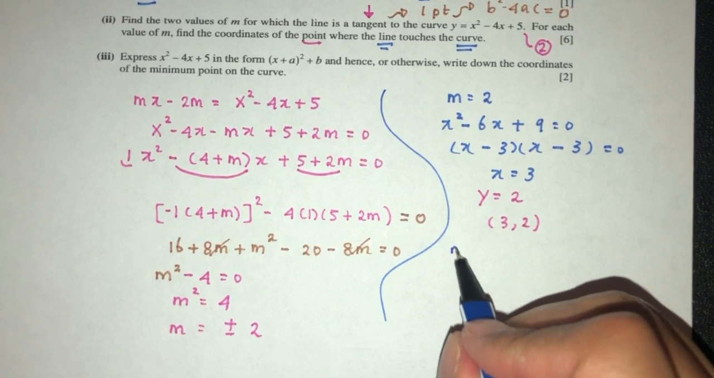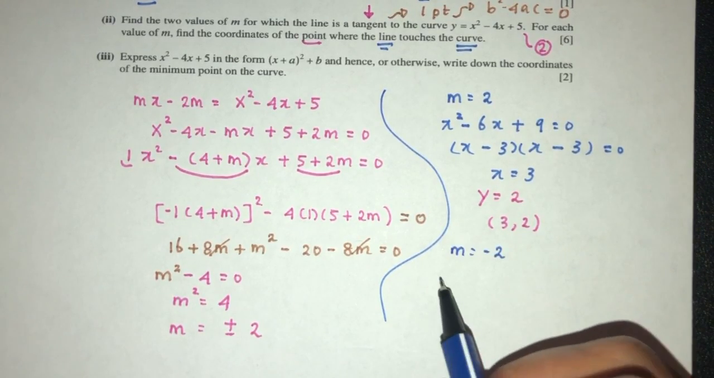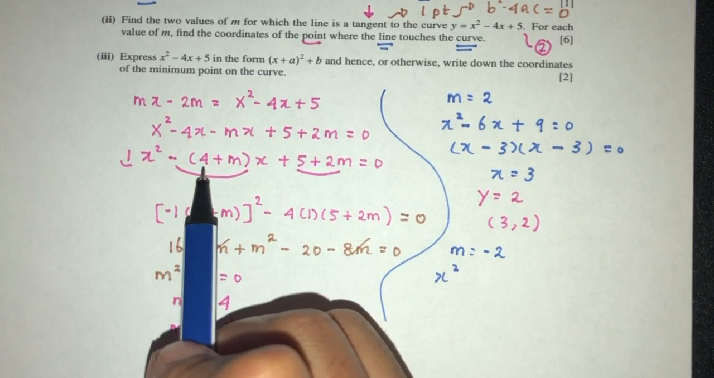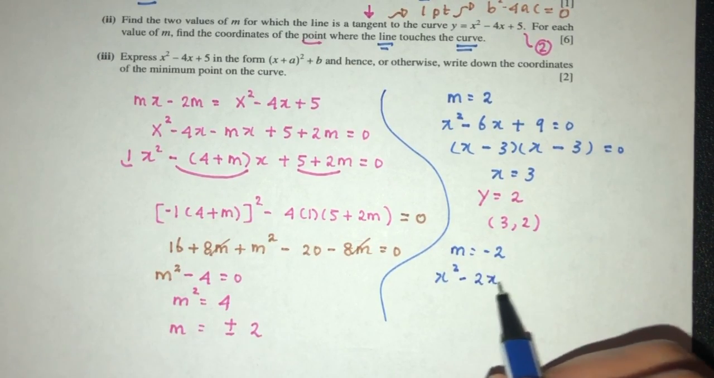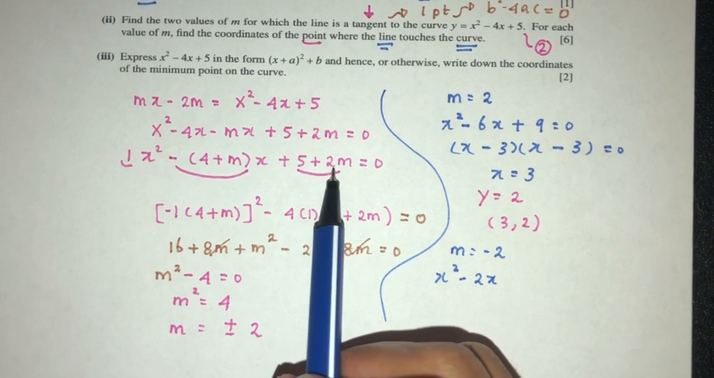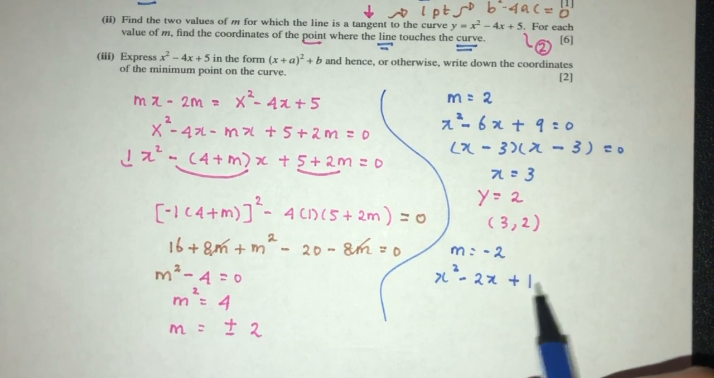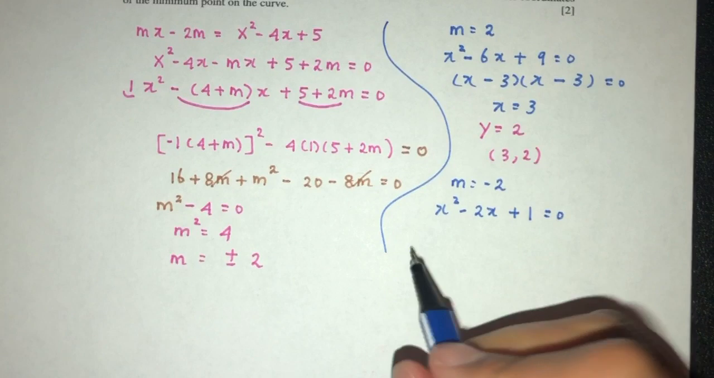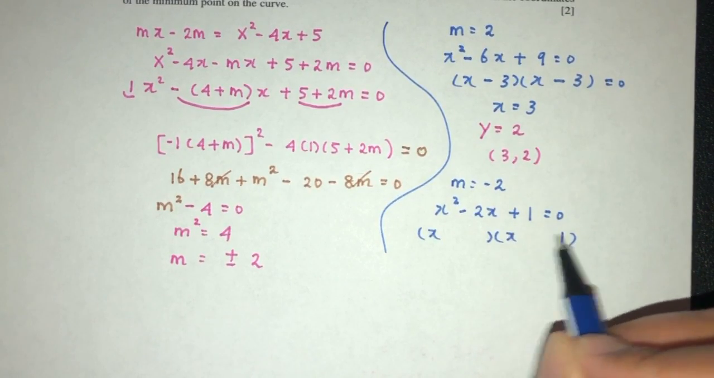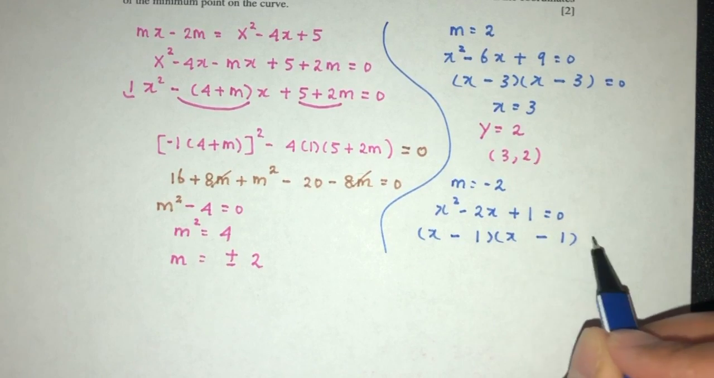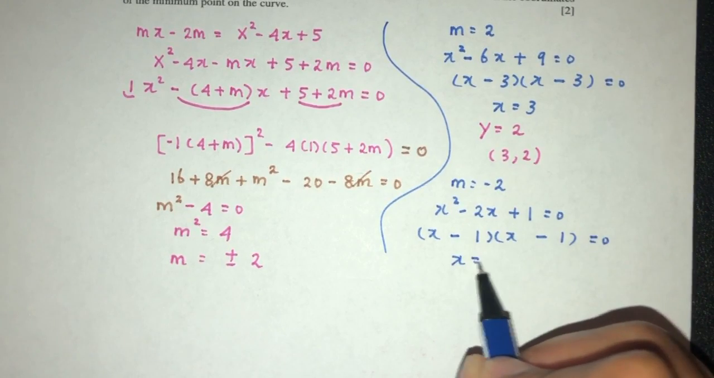Now when m is equal to minus 2, that will be what? x squared, 4 minus 2 is 2, that will be minus 2x. That will be 5 minus 4, which should be plus 1. Now we can factorize again. Let's see what happens. That will be x times x, 1 times 1, that will be minus 1 minus 1. x will be the value of 1.